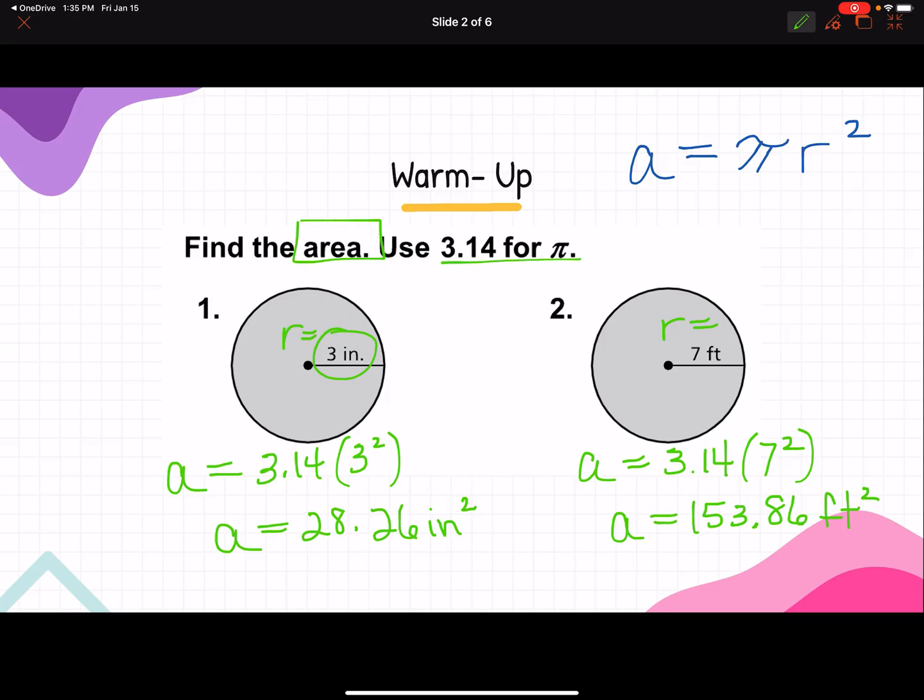Now we're going to apply this formula, the area of a circle, to some of our problems today. So make sure you have that written down and ready.